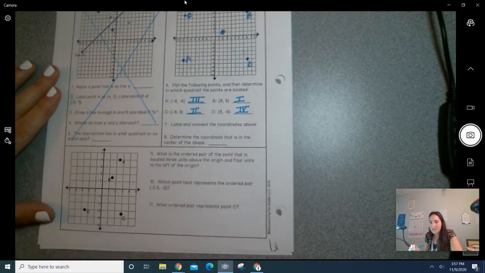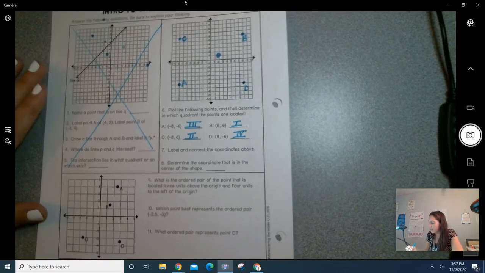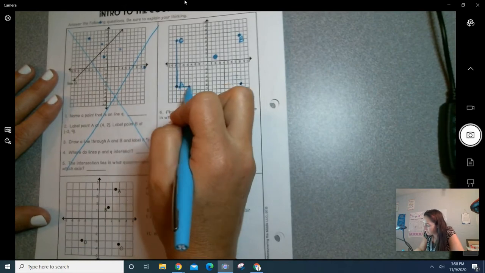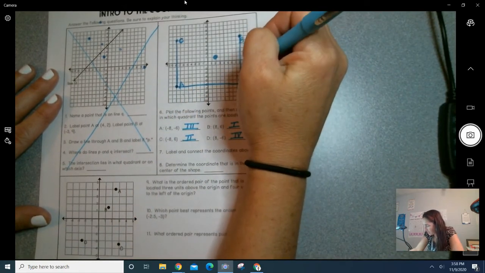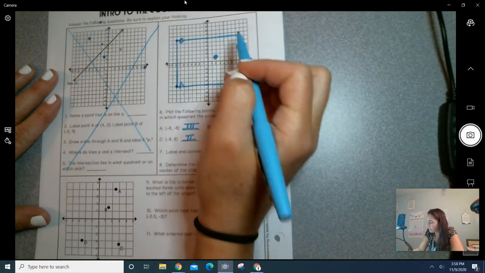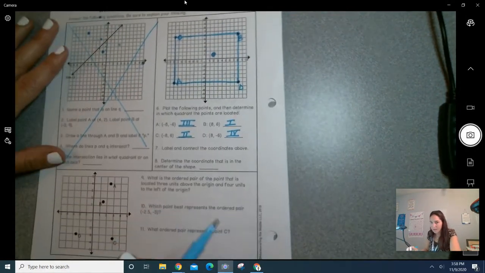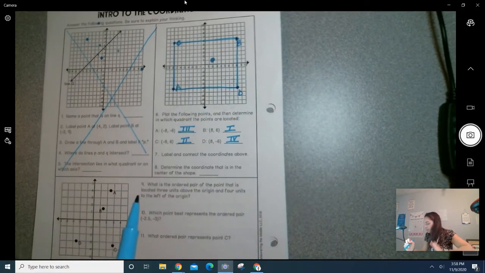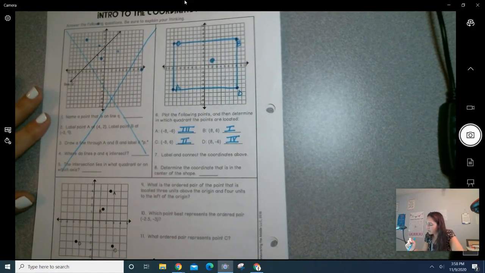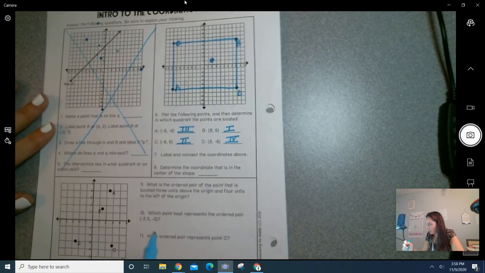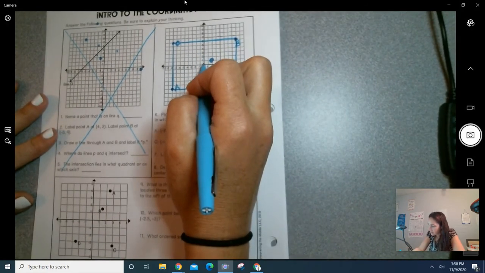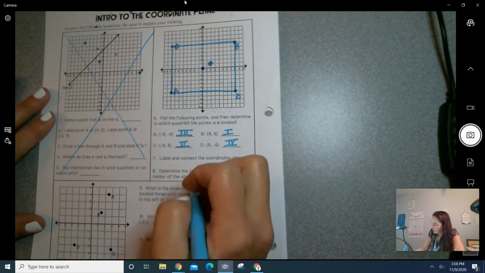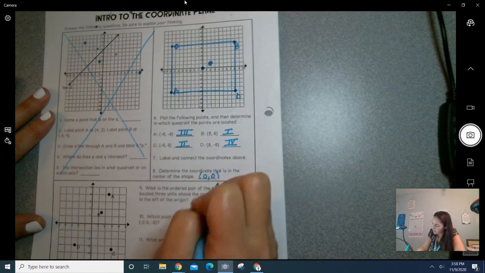All right, number 7 says label and connect the coordinates above. So I've already labeled them. So now I'm just going to connect them. So you should have connected and made a square. I have this spot that has bled through from the other side, so pay no attention to this dot. Number 8 says to determine the coordinate that is in the center of the shape. And you should have seen that right here in the middle is the very center of that square, and that's the point 0, 0.